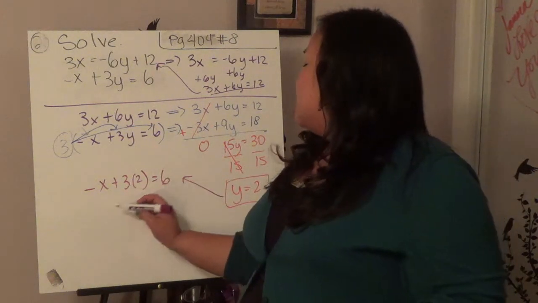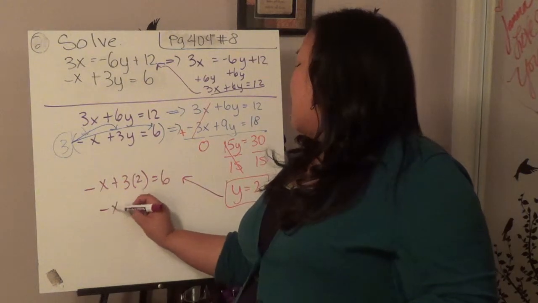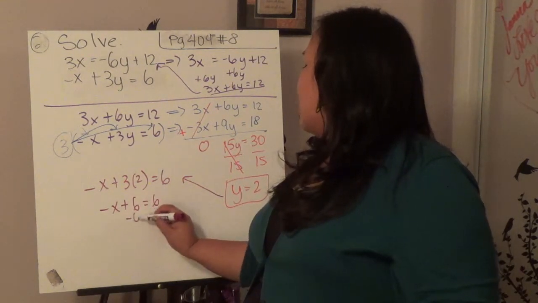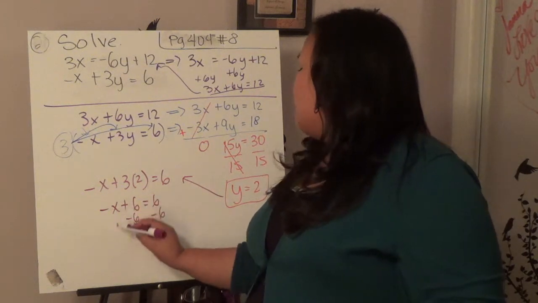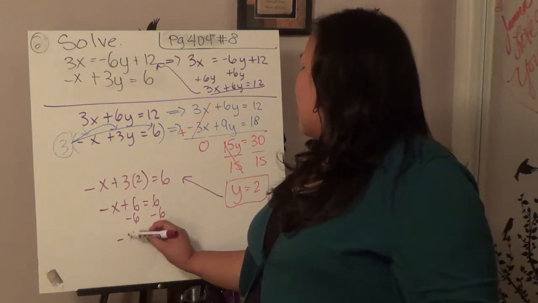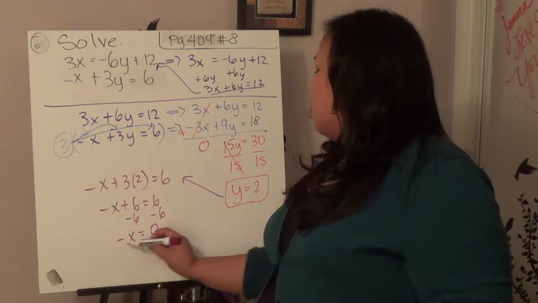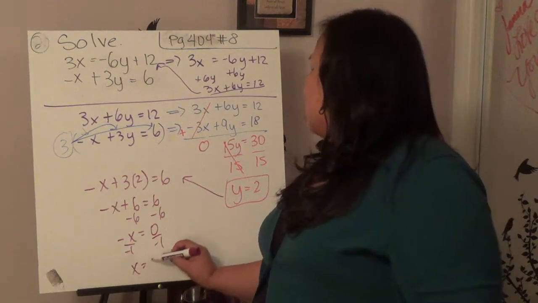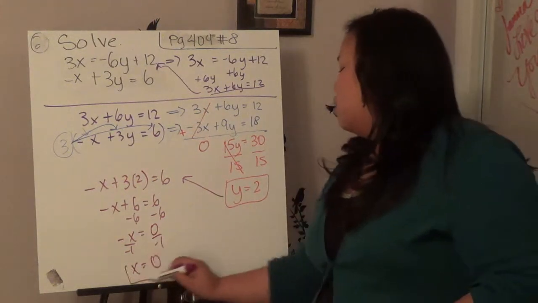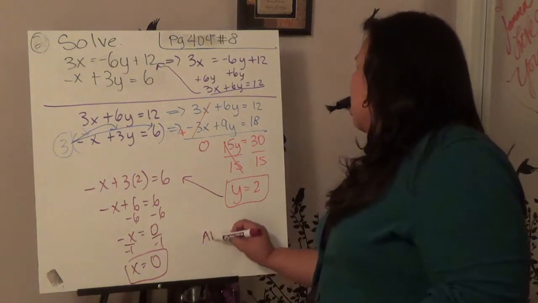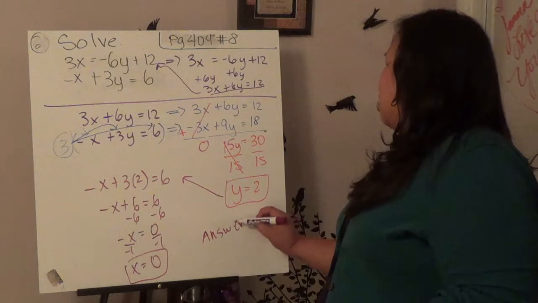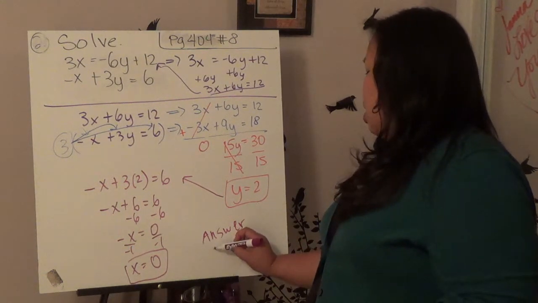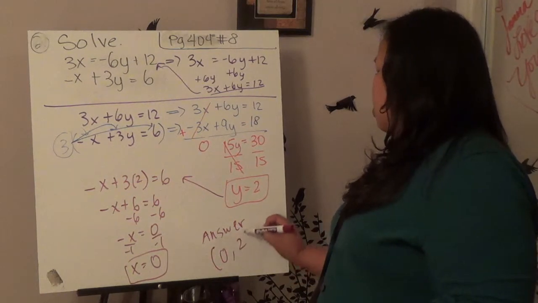So 3 times 2 is 6, so negative x plus 6 equals 6. I'm going to subtract 6 from both sides. I get negative x equals 6 minus 6, which is 0. Divide by negative 1, and I end up with x equals 0. So my answer means these two lines cross at (0, 2).